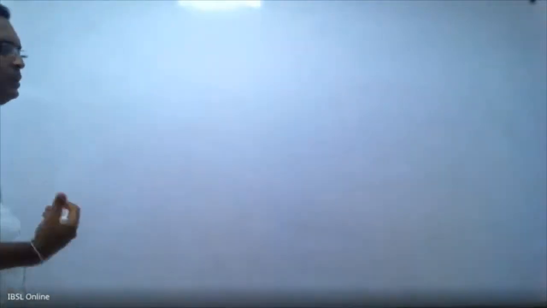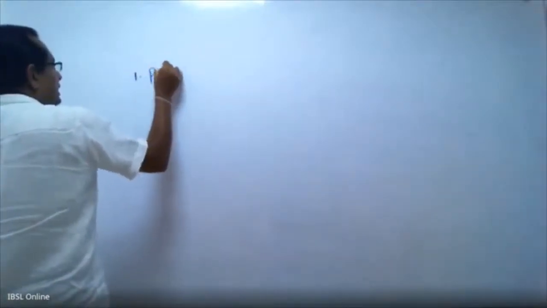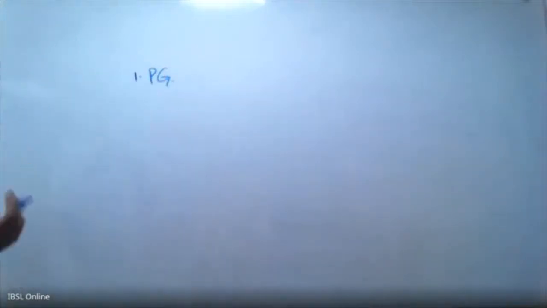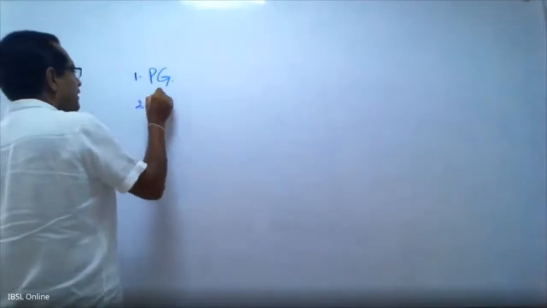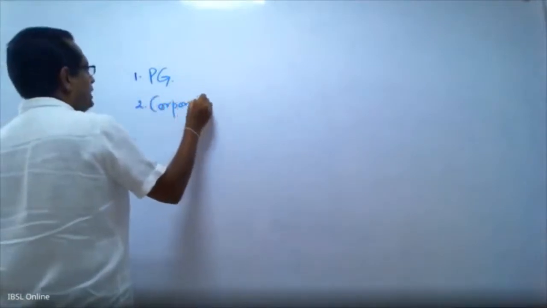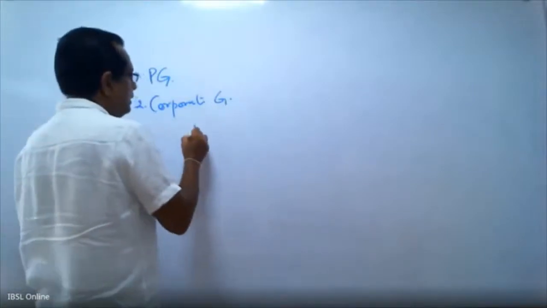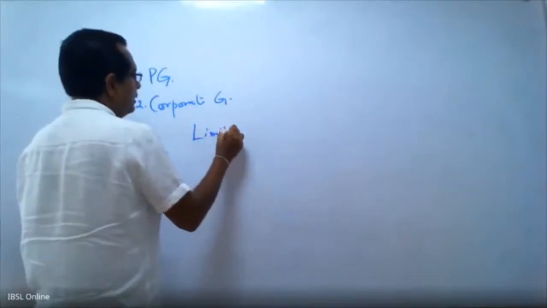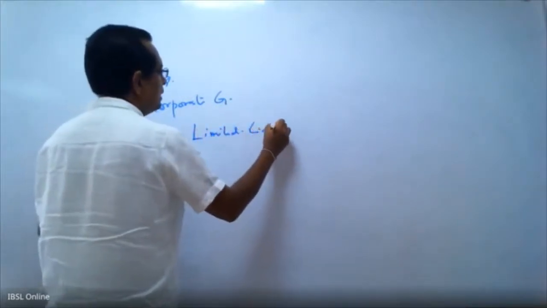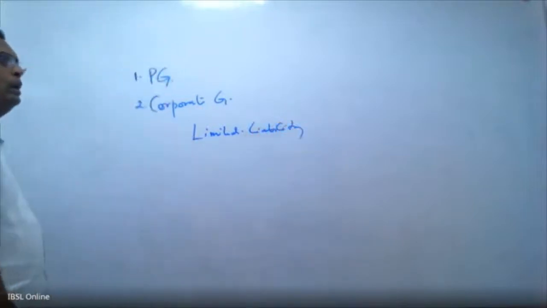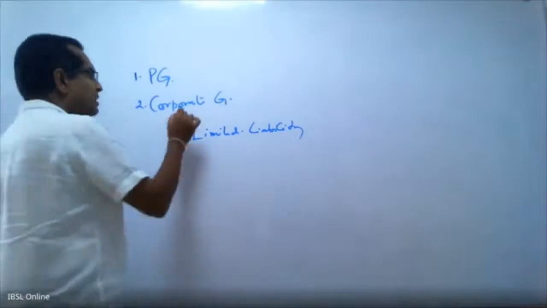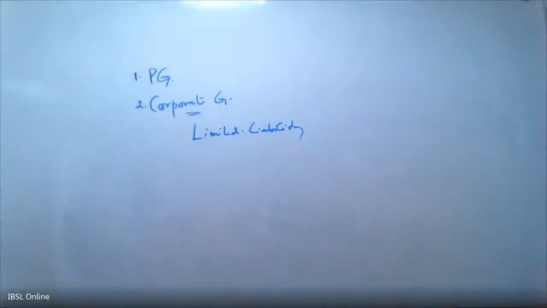See, we can use anything as collateral. And you can take a personal guarantee. If a person is guaranteeing a facility, it is a personal guarantee. Then we have a corporate guarantee. When a limited liability company or a limited company is guaranteeing, then it is a corporate guarantee.